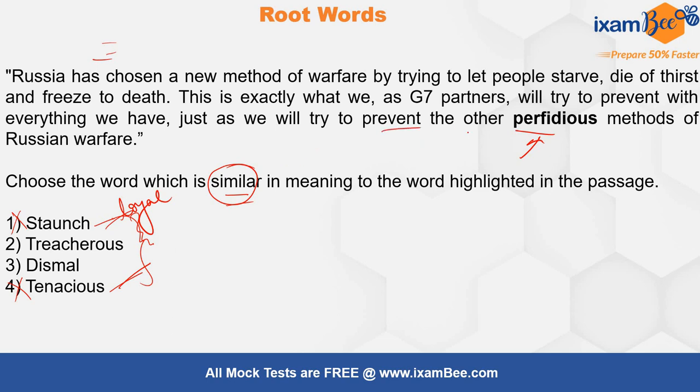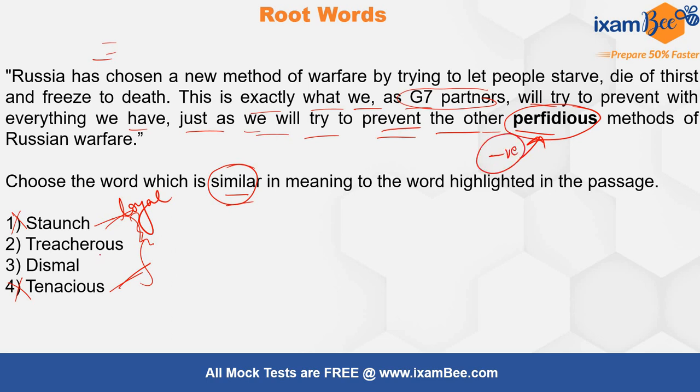Because from the context also we can eliminate the options. When you read this sentence, we know that the person who is saying this is exactly what we as G7 partners will try to prevent with everything we have, just as we will try to prevent the other perfidious methods of Russian warfare. So they have described Russian warfare methods as something negative. They are not liking it. This we can understand from the context, right?